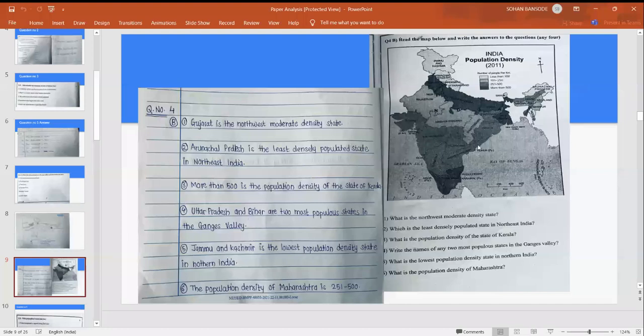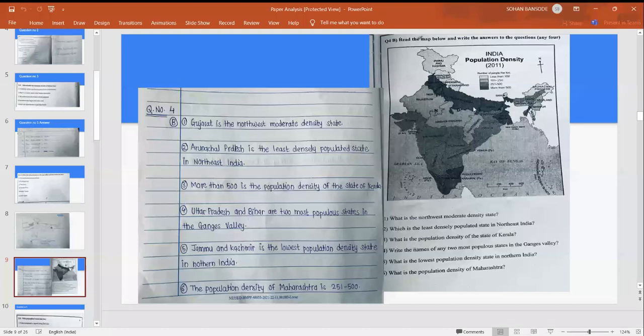The map provided is India population density. Here the map title is always given, and then whatever is in the index shows what is shown in the map. So first we'll see the questions. We'll describe the map a little bit. This is the population density of India, a political map. According to the state boundaries, it shows the density status of every state over there.